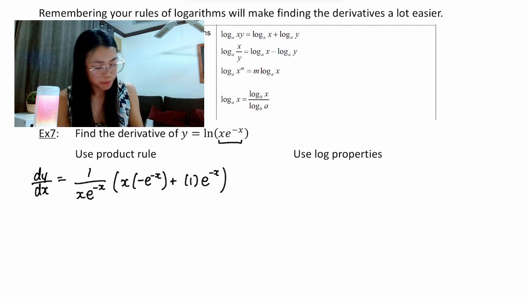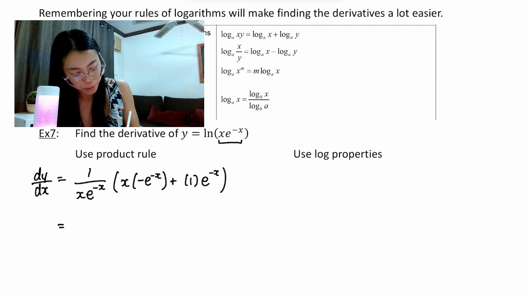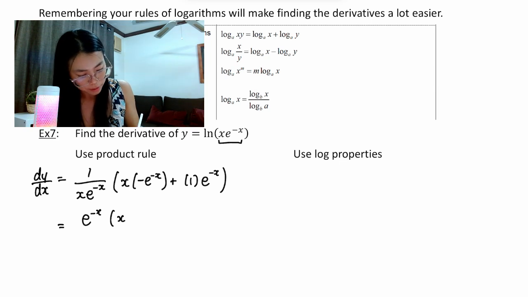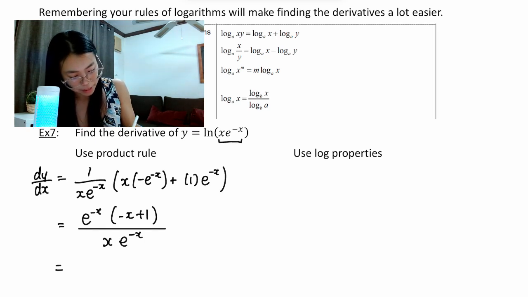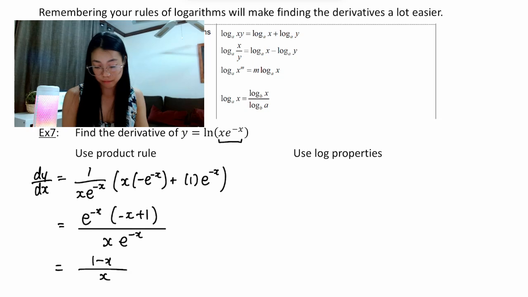Let's try to simplify this a little bit. Let's factor out an e to the minus x in the numerator, leaving us with x, let's see, minus x plus 1. And that is all divided by x times e to the minus x. And if I rewrite that again, I'll have 1 minus x over x.